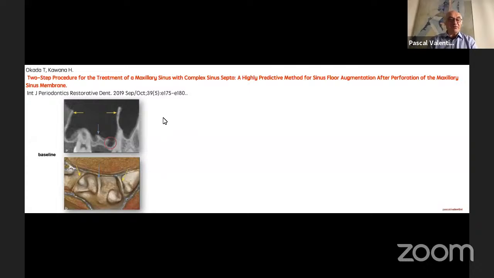With this very nice paper coming from Japan, as you can see here on the baseline, we have a very complex internal anatomy, especially with this kind of septa, very complex anatomy for this medial lateral septa. As you can see here, we have a little hole, a little cavity, which is very difficult to detach the membrane from this specific bone structure. In that case, what it is suggested to do is to open a window and to remove this septum here.